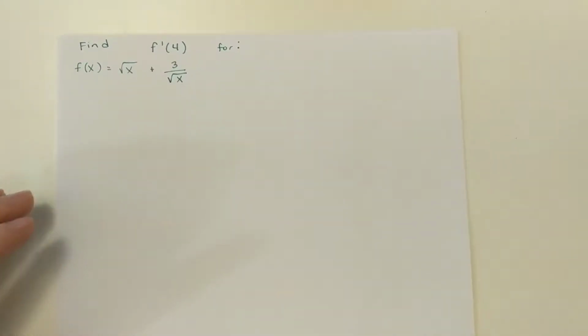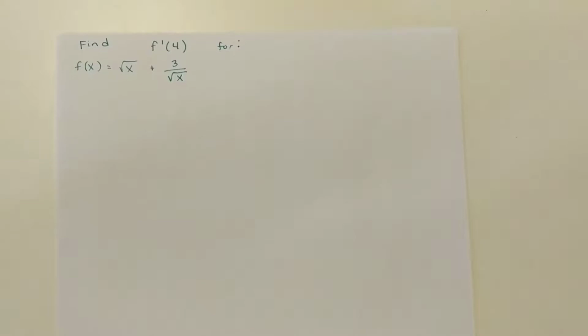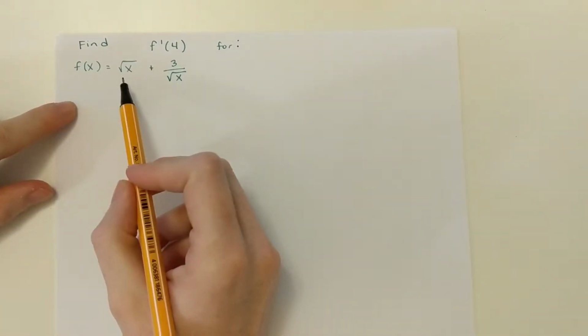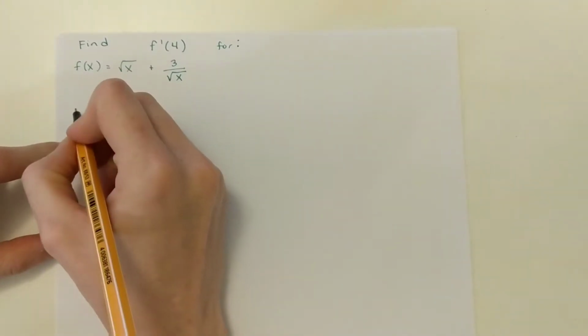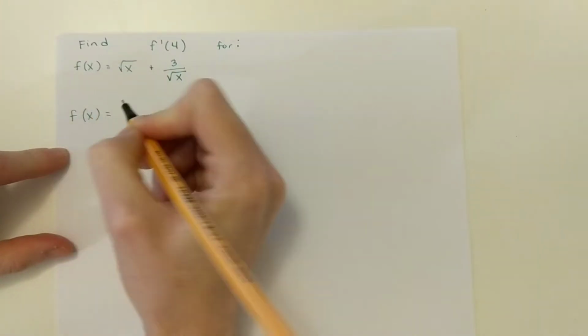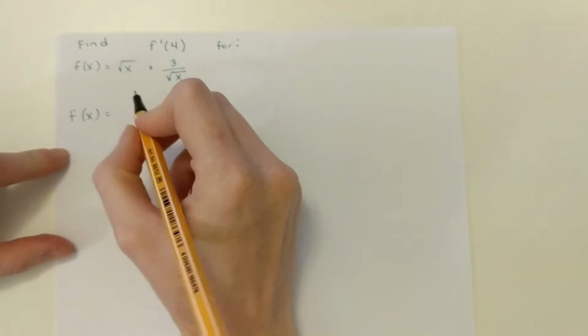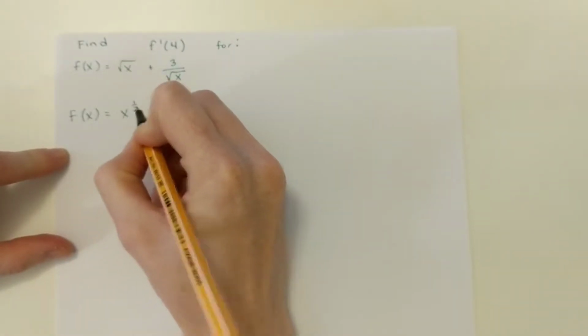Okay, so the question says, find f prime of 4, and we're given that f of x is equal to the square root of x plus 3 over the square root of x. So the important thing here is understanding the identities of exponents and knowing how to change that from a radical into an exponent. So we know that the square root of x is the same thing as x to the 1/2.